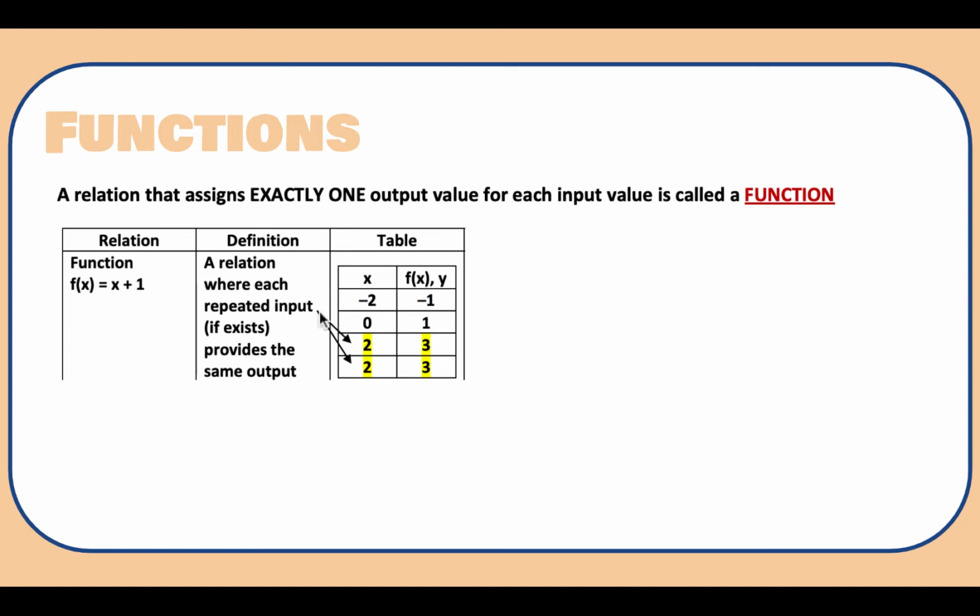Here, we have our x values under our x column in our table. You see 2, and then 2 again. For this to be a function, 2, our input, or our x value, can only have one y value, or one output. And here that output is 3. It only has that one output.